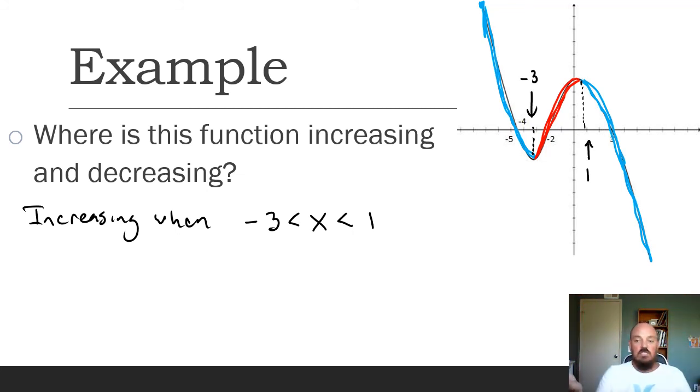That's our way of saying x is between -3 and 1. And if you don't want to use the inequality, you can actually say it in words. You can write in words, x is between -3 and 1. Or you can say in words, when x is greater than -3, but less than 1. So if you'd rather write it out in words, you can, but this is the shorthand, this is the quickest way to write that. Okay, now let's say when it's decreasing.